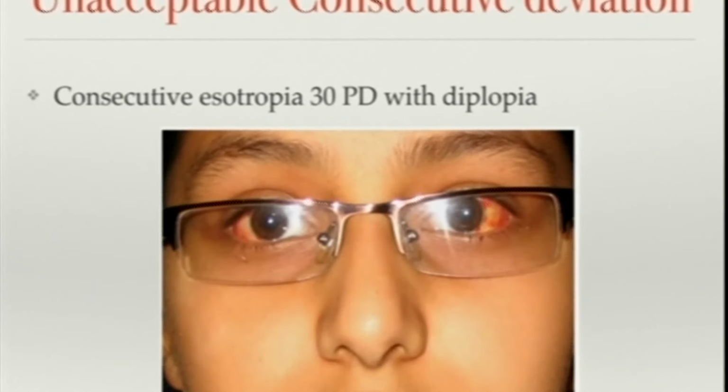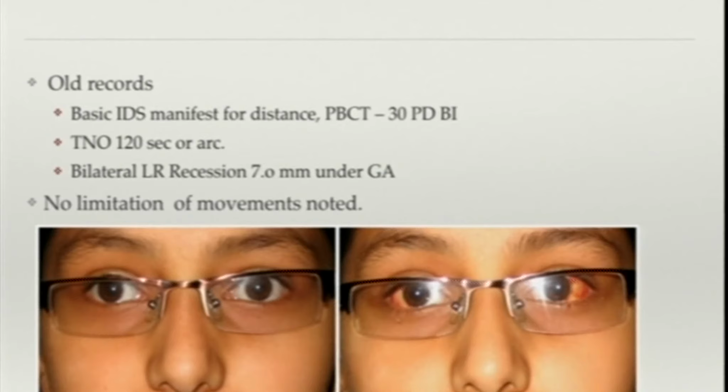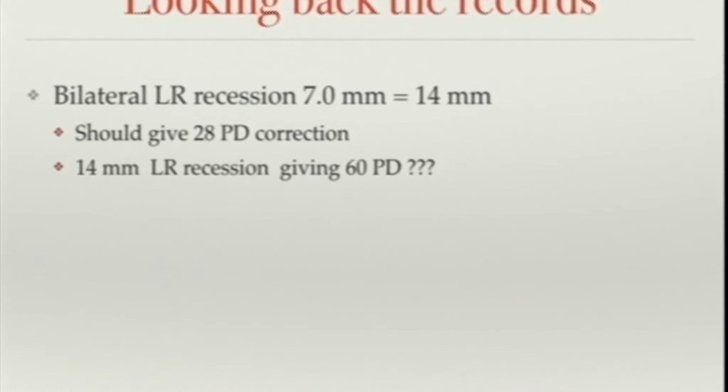Now, at times you have unacceptable consecutive deviations, like this consecutive esotropia with diplopia of 30 prism diopters. Old records mentioned it was a basic IDS having 30 prism diopters base-in prism of deviation. TNO was a little poor, and the planning was bilateral LR recessions by 7 millimeters. Since we have the old records, we know 7 millimeters into 2 should give you 14 millimeters. 14 millimeters of the LR has been done.